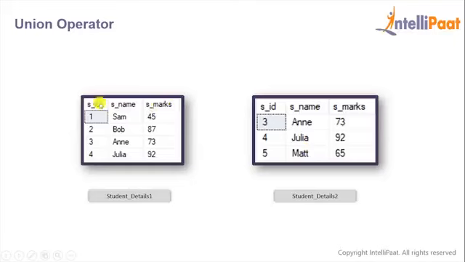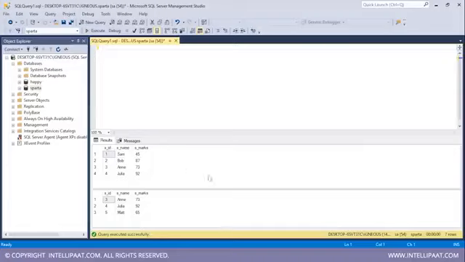So we have the student details 1 table, which has the columns SID, SName and SMarks and has these 4 records. The other table is student details 2, which has the same columns and comprises these 3 records. So let's go to SQL Server and work with the union operator. Right, so we have our 2 tables right in front of us. So let me start with the syntax. I'll write the first select query: select star from and then I'll give the name of the table, which is student details 1.